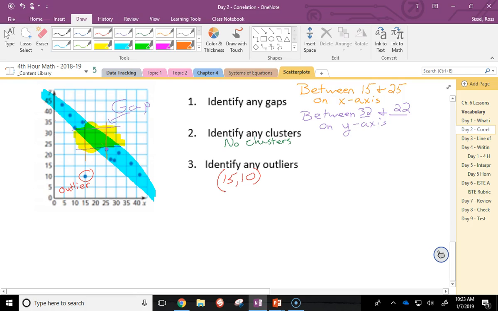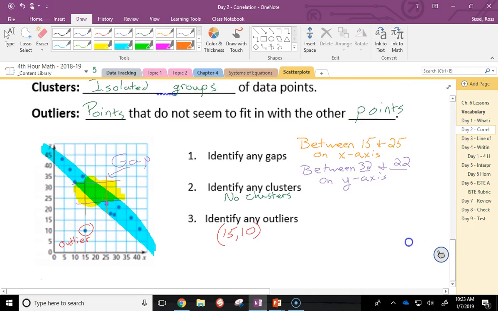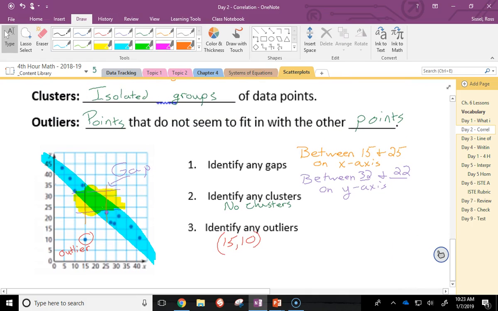This is pretty important, guys. This is going to be one of your main parts of your homework today. Your biggest homework, you're going to have to identify 4 parts of each graph. You're going to tell me, is it a positive correlation, a negative correlation, a nonlinear correlation, or no correlation? And then you're going to identify gaps, clusters, and outliers. Are there gaps? Are there clusters and outliers?